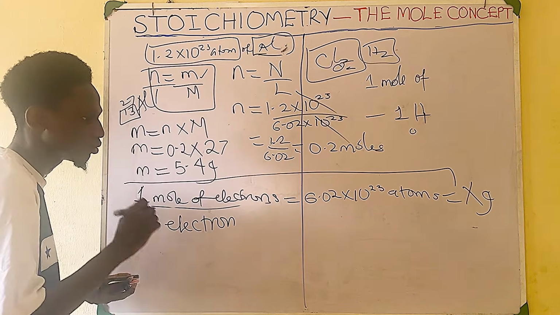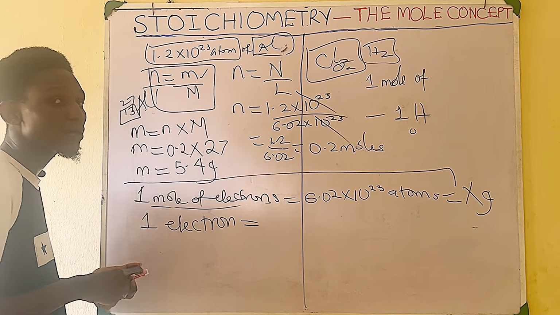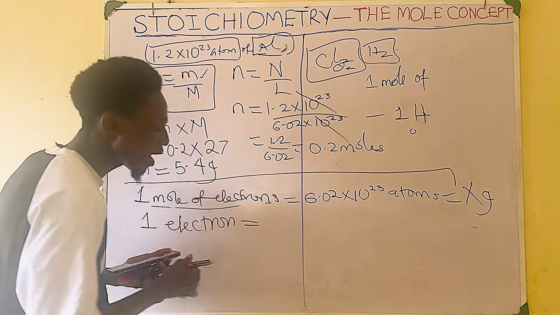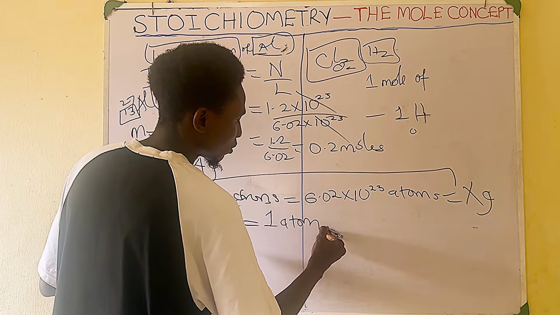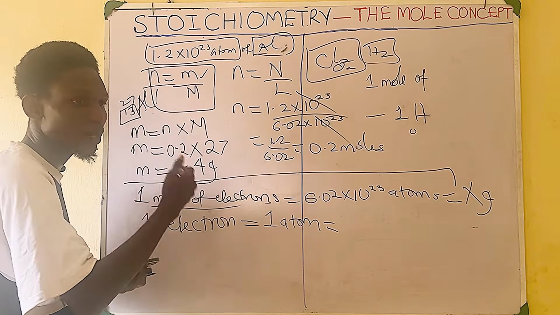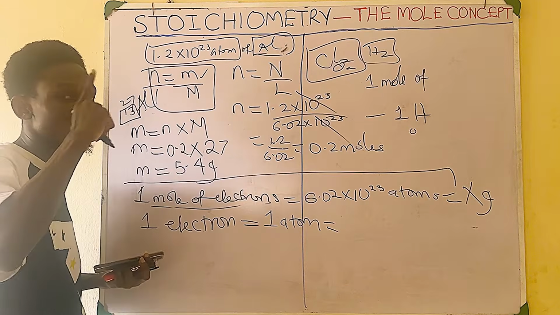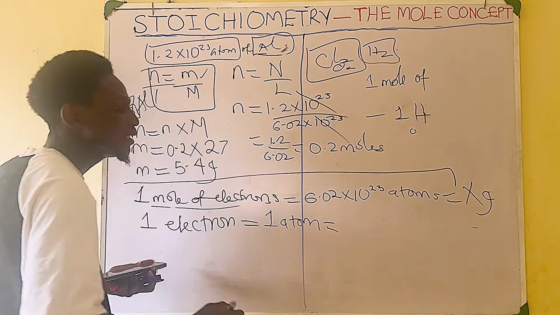One electron equals how many number of atoms? One electron equals one atom, because it has just one atom. Just like saying if you look for one atom, remember that question now? One atom. So now one electron has one atom. So what is now the mass? The mass of one atom.